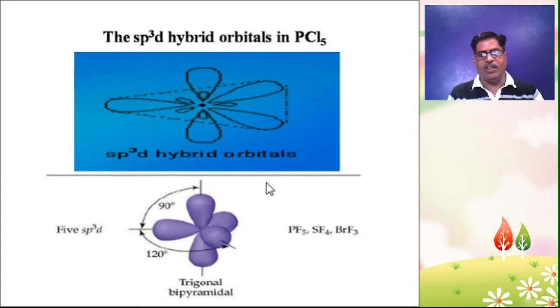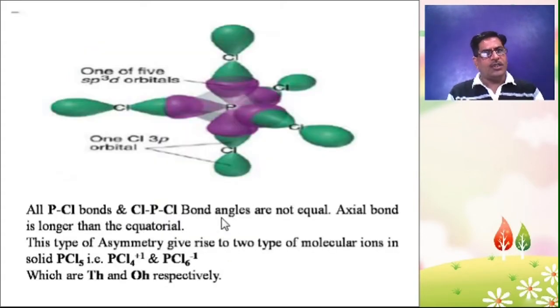So the PCl5 molecule has a trigonal bipyramidal shape. All P-Cl bonds and Cl-P-Cl bond angles are not equal. The axial bond is longer than the equatorial. This type of asymmetry gives rise to two types of ions, PCl4 plus 1 and PCl6 minus 1, which are tetrahedral and octahedral. PCl4 plus 1 is tetrahedral and PCl6 minus 1 is octahedral respectively.